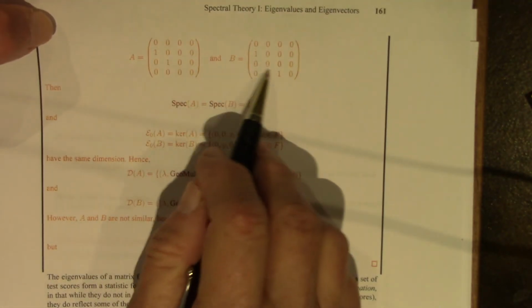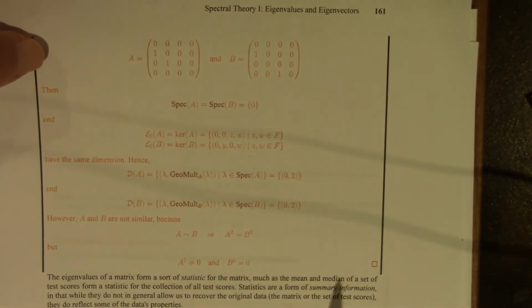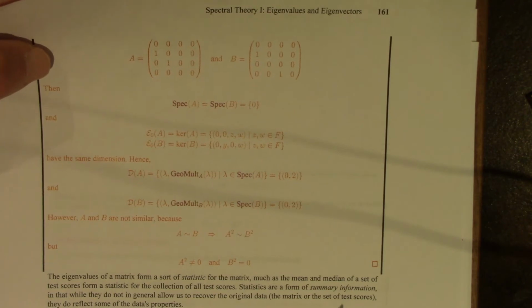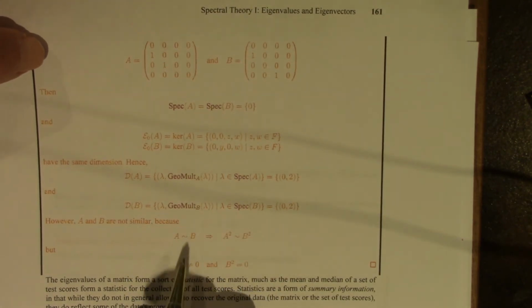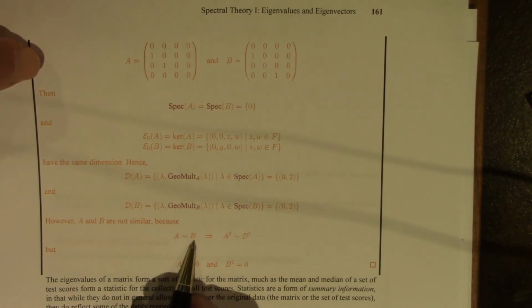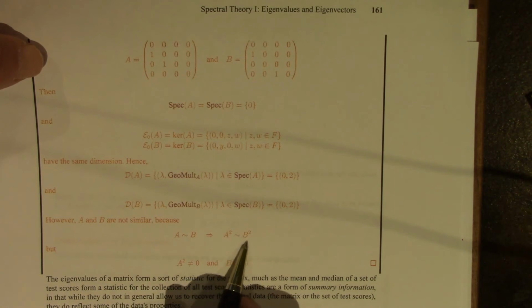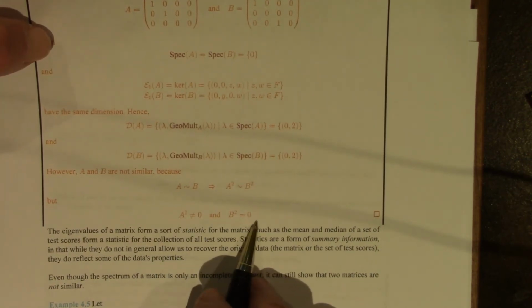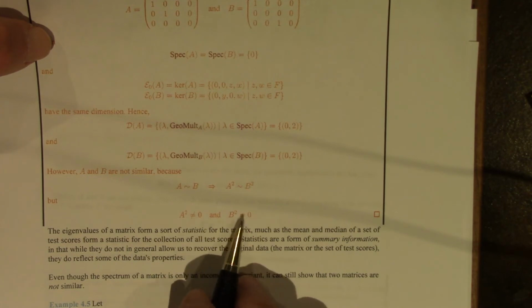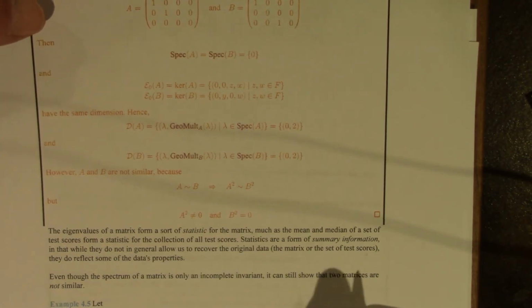But these two matrices are not similar. One way to see that is to note that if A and B were similar, then A squared and B squared would be similar, and I'll let you sort that out. But A squared is not 0 and B squared is 0. And these two, a non-zero and a zero matrix, cannot be similar.